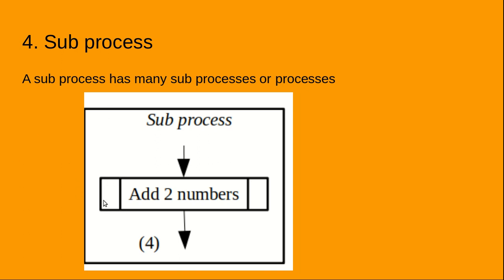This rectangle, two rectangles represent the sub-process. This is the difference between the process and the sub-process: this rectangle. And this arrow indicates the upper part of the flowchart. This is the below part of the flowchart.